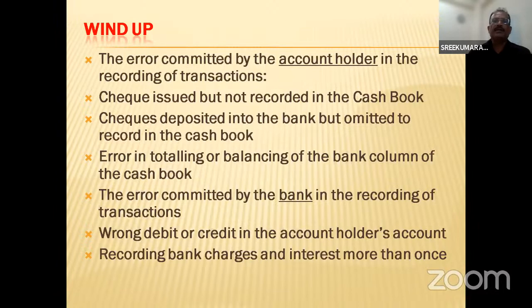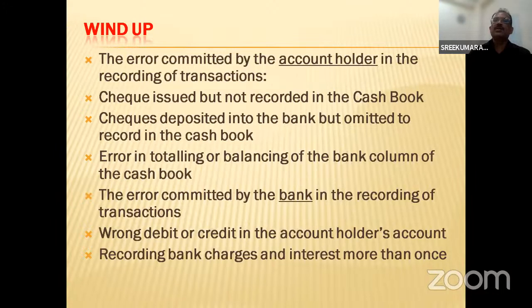Checks deposited into the bank but omitted to record in the cash book. Sometimes checks will be deposited to the bank, but it is very likely that we will miss it. We may think that we will do it later. Sometimes we may miss it for a variety of reasons. But when the bank reconciliation comes, this check will already be credited in the bank, but in our cash book it will not be there. We simply missed it. At that time we can correct it and note this check in our cash book again. These are the plus points of having a bank reconciliation.